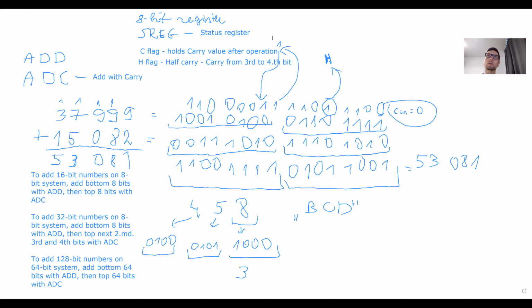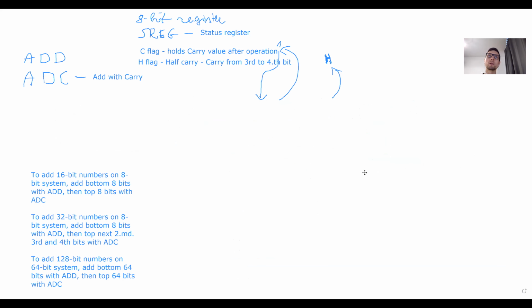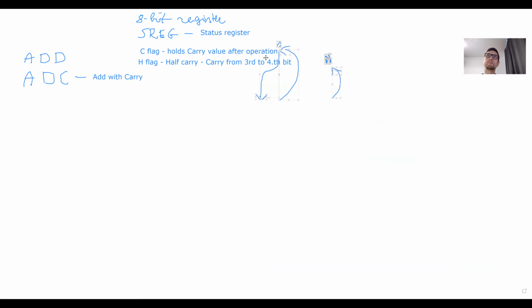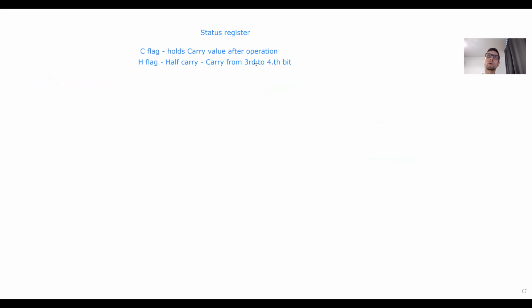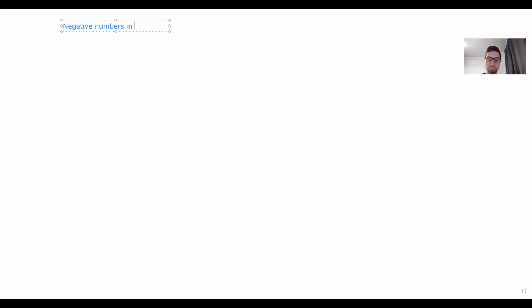Okay, so if this is clear, let's look at the next thing, which will be negative numbers. I will delete all of this. And let's talk negative numbers. Okay. I'll rewrite that later. So negative numbers in binary systems. So negative numbers in processors are stored in the following way. Originally, in the first iteration of computers, negative numbers were stored in the following way.